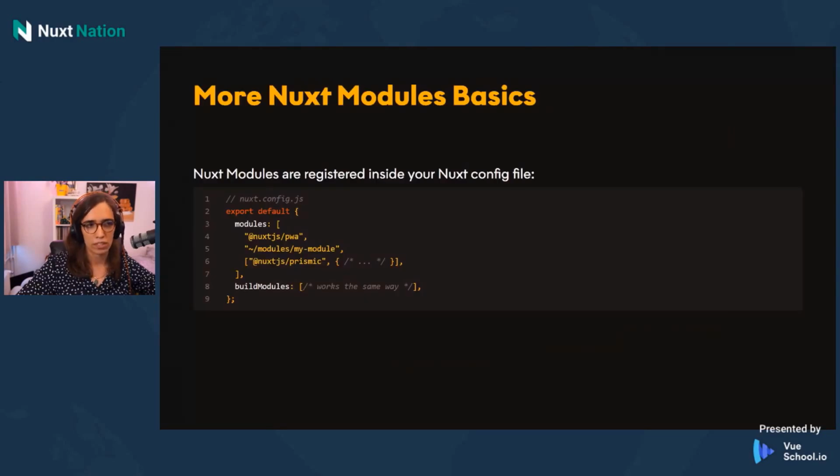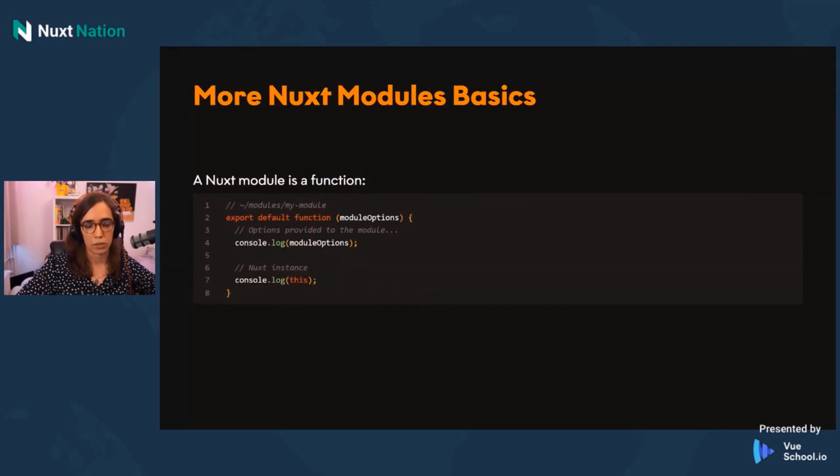Okay, before moving on, some other Nuxt module basics. Nuxt modules are registered inside the Nuxt config, and can be either a package name, a relative path to a module that you have locally, or any of those with some additional options provided to the module. Then talking about the module itself, a module is basically just a function. This function receives as its arguments the module's options and its context, which refers to the Nuxt instance, which allows us to extend Nuxt functionality through this instance.